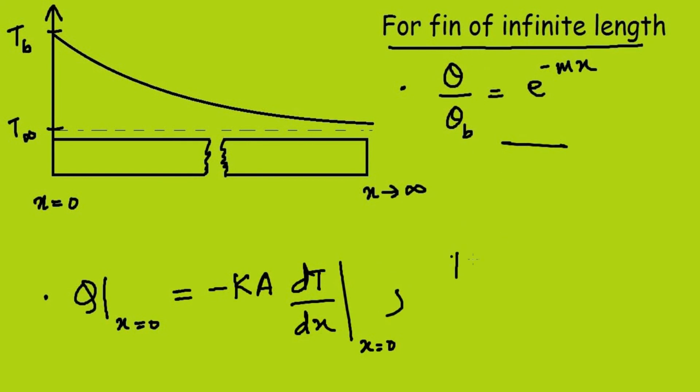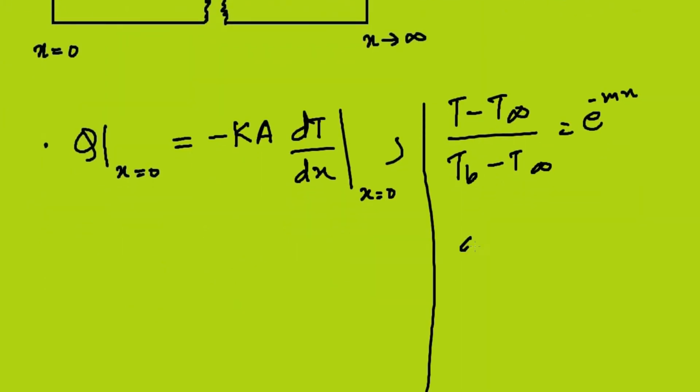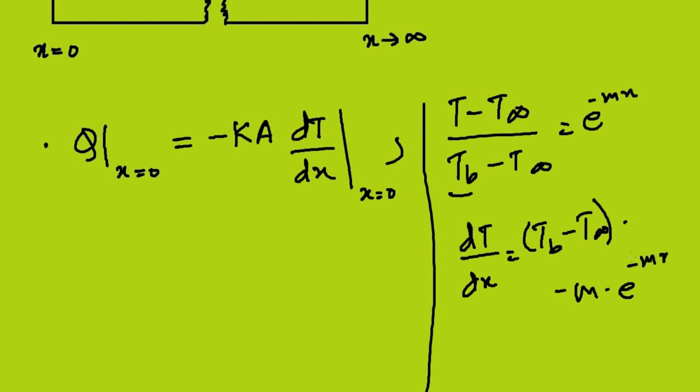So from this we can write (T minus T infinity) divided by (Tb minus T infinity) equals e power minus mx. So from here we will calculate dT/dx. If I differentiate this, it becomes dT/dx equals, taking this term to the right hand side, (Tb minus T infinity) times the derivative of e power minus mx, which is minus m times e power minus mx. If I put x equal to 0 now, this term eliminates, this will become 1. So this is nothing but minus m times theta b.